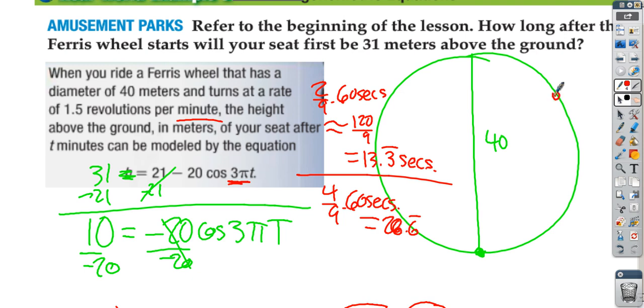That basically means, like, if you're on the Ferris wheel, maybe that's 31, and then you reach 31 again because your Ferris wheel is kind of going this way. So it makes sense that we would have two solutions right there.